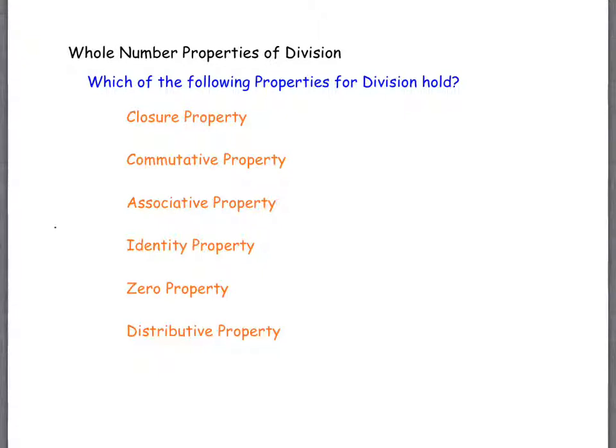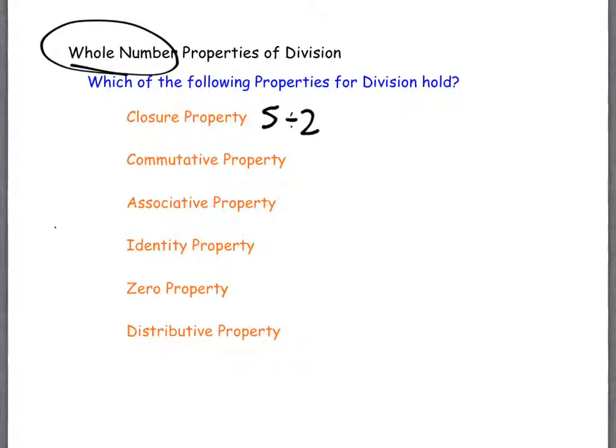So closure means that I take two numbers, and they're whole numbers because I'm working in the whole numbers in this description, right? I'm doing whole numbers here. And I need to divide them and get something that's not a whole number. So somebody give me an example. There's lots of them. 5 divided by 2. That's not going to work, is it? Because 5 divided by 2 is not a whole number.